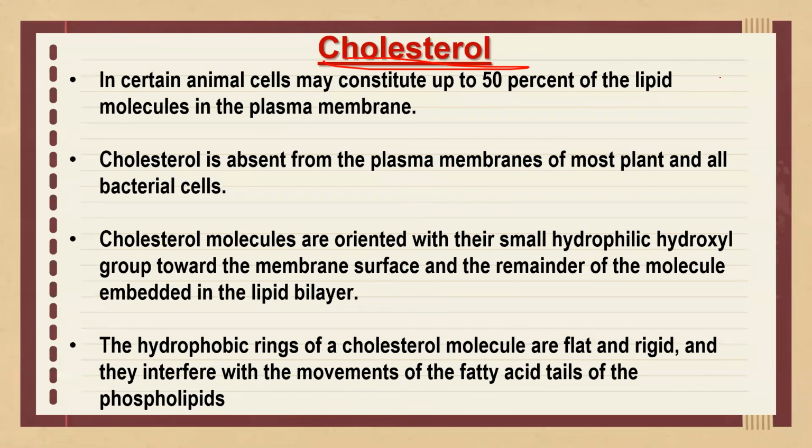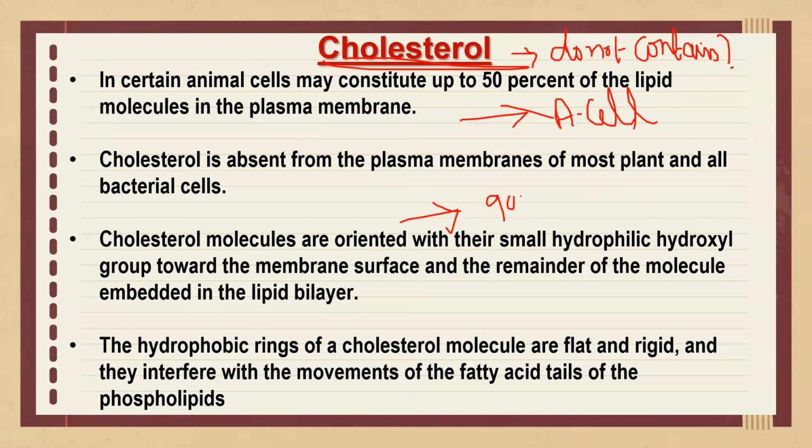Every student has to remember what kind of question they can be given in the exam. Which of the following cells do not contain cholesterol in the plasma membrane? That is a very good question. Every student remember, cholesterol is abundantly found in the animal cell. Friends, in 90% of cases cholesterol is absent in the plant cell also. Cholesterol is absent in the bacterial cell also.